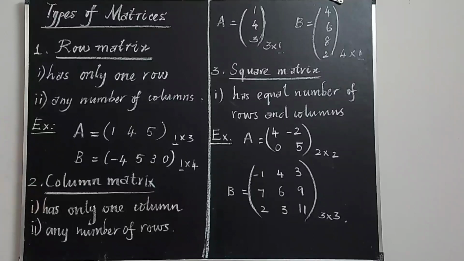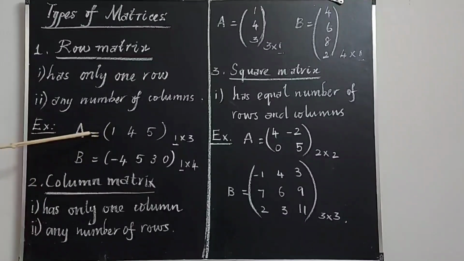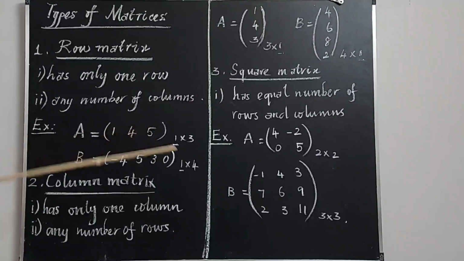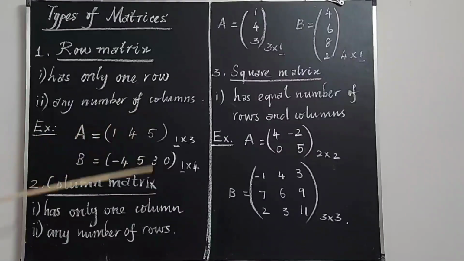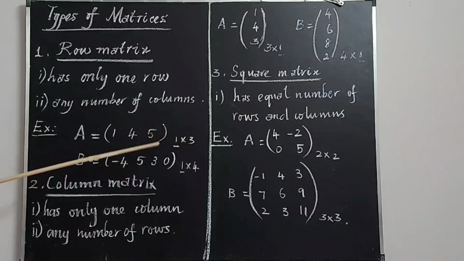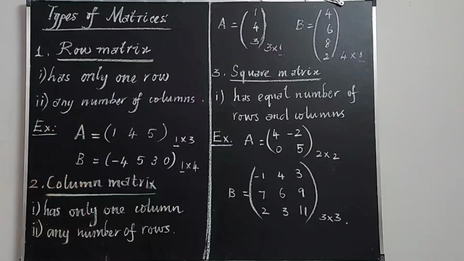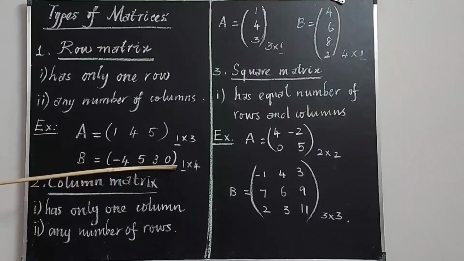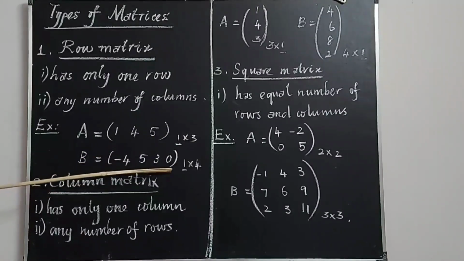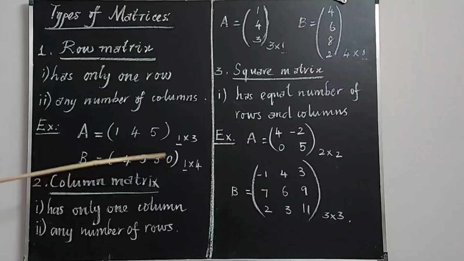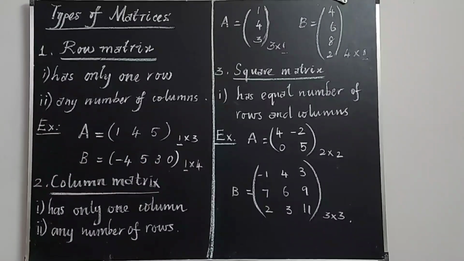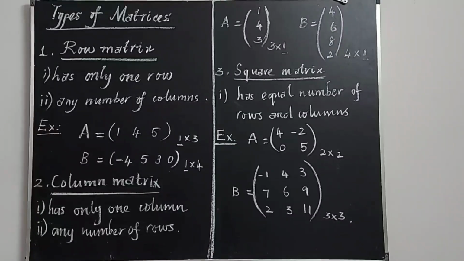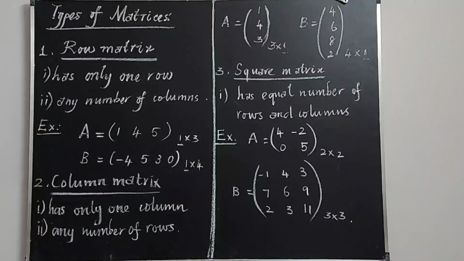Look at this example, you can understand it clearly. A is equal to 1, 4, 5. How many rows are there? Only one row. How many columns? 3 columns. What's the order? 1 by 3. As it has only one row, this A is known as a row matrix. Look at matrix B: minus 4, 5, 3, 0. How many rows? Only one row. How many columns? 4 columns. As it has only one row, B is also a row matrix. So a matrix which has only one row but any number of columns is known as a row matrix.